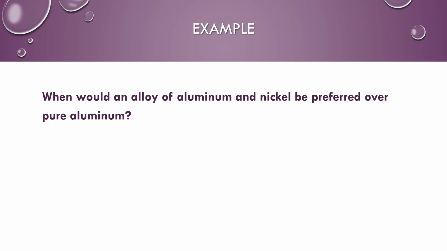So let's look at a couple examples from this section. When would an alloy of aluminum and nickel be preferred over pure aluminum? So it might be a situation where you need something that is less malleable. It's going to need to hold its shape better. And that's why you would use an alloy of aluminum instead of just pure aluminum.